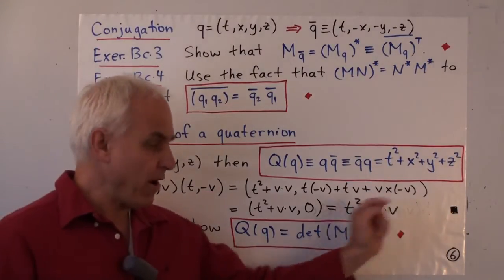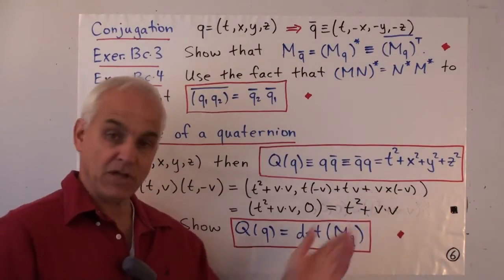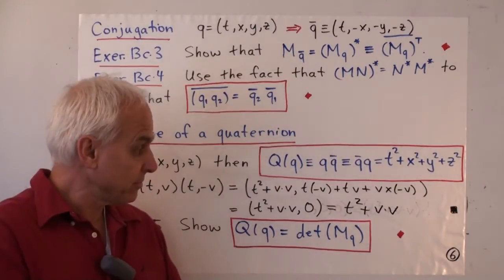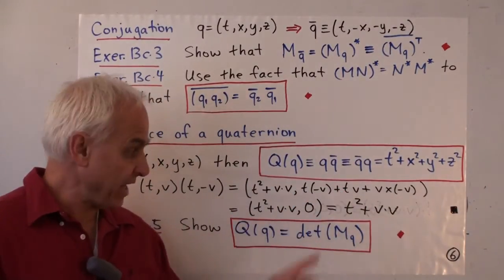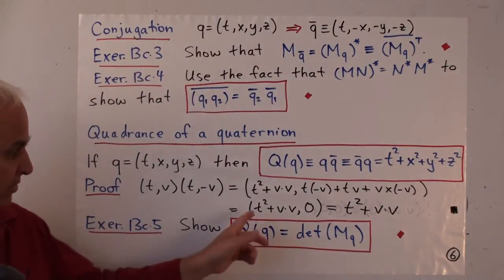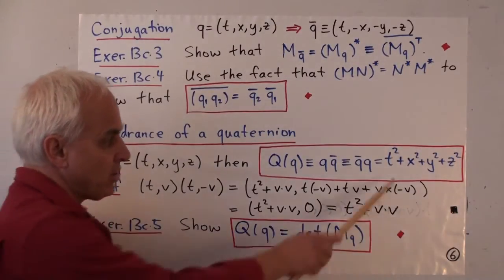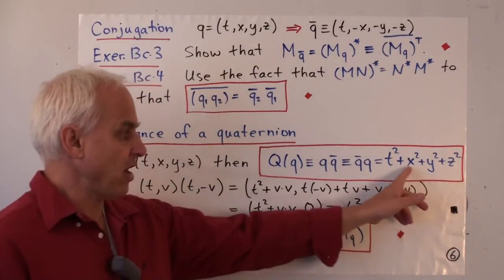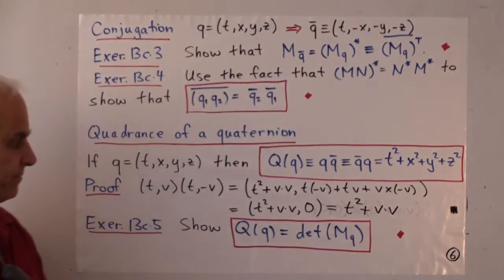But we all know, I hope, that v cross minus v, these are two vectors that are in the same direction, so their cross product is 0. And this t times minus v and this t times v all cancel, so we're going to get 0 here as the vector part. And we're just going to get then the number t squared plus v dot v, which is this thing here. There's the t squared, and there's the v dot v, the quadrance of that vector.